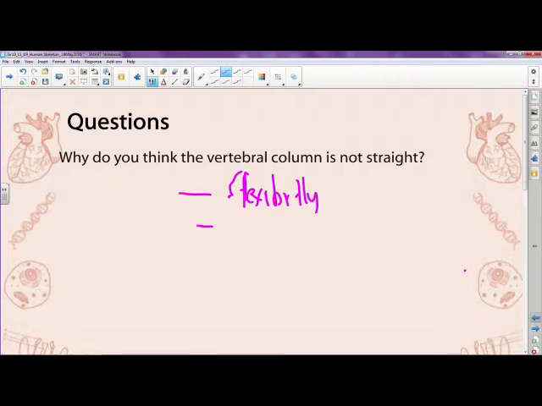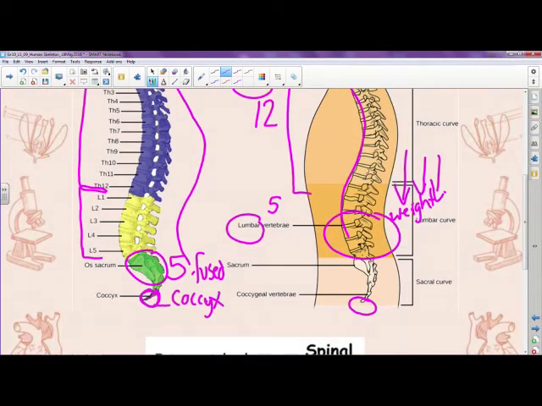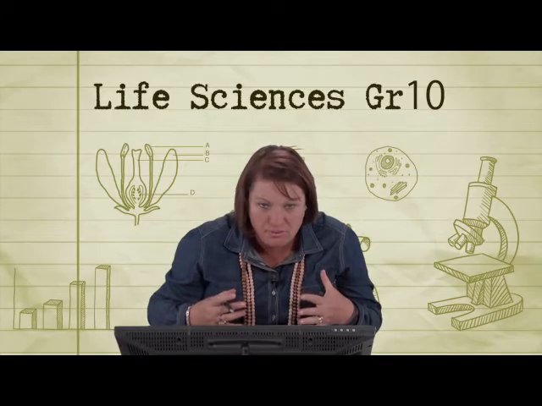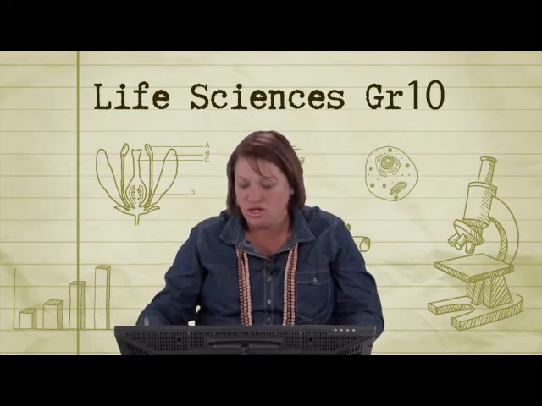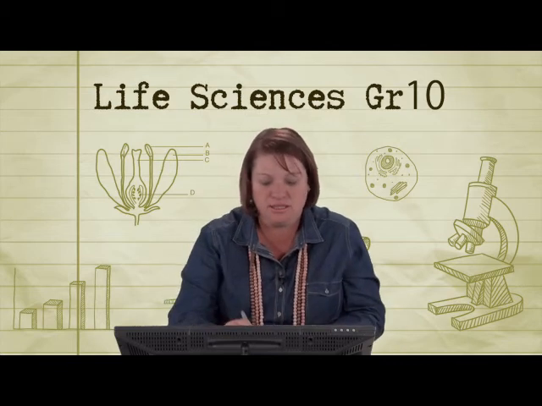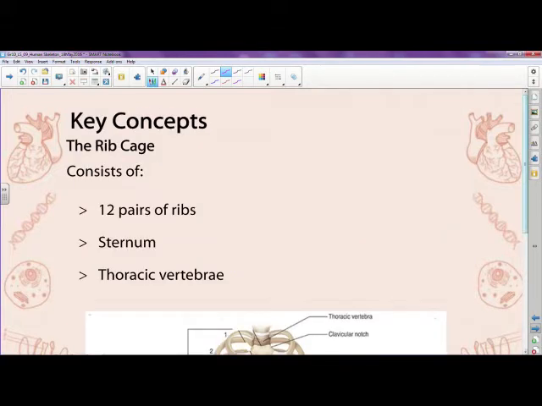The curves, let's go back here. The curves also help you with your posture, to help you stand upright. Have you ever seen somebody who's got a very bad posture? They exaggerate their curves. So with all of this, with the flexibility, with the posture, what does it actually help us to do? Stand upright. And standing upright is going to provide us with balance. Okay, so it's very important that we have a vertebral column that has got all of these curves.